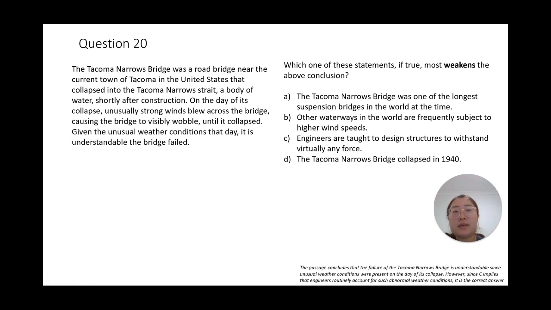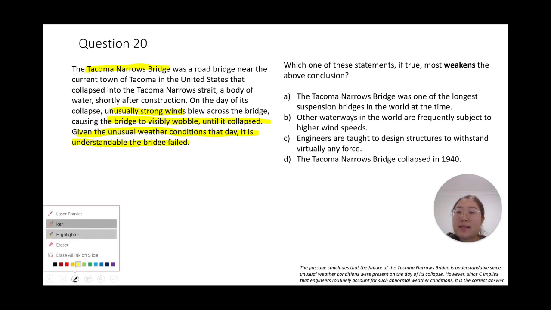All right. Next one, if true, which one most weakens the above conclusion? So they ask us to find the conclusion. The conclusion is at the end: given the unusual weather that day, it is understandable that the Tacoma Narrows Bridge failed. Okay, so that is the main conclusion. And why did it fall? Because of unusually strong winds. It caused the bridge to wobble and it collapsed. So what would weaken it? What would weaken the fact that this person said that it was understandable?